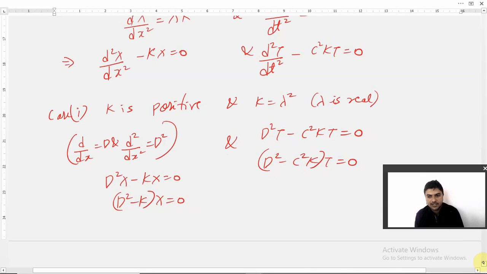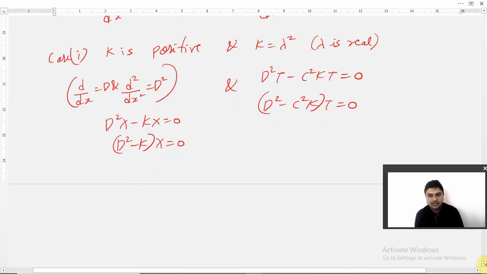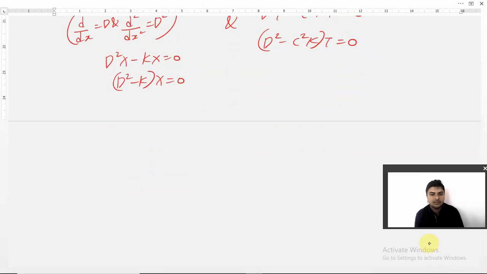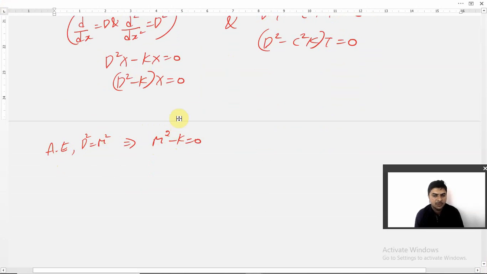So immediately after getting this equation, you are going to write this equation in terms of auxiliary equation. What is auxiliary equation, students? Just you have to substitute D square is equal to m square. That implies, what will be the auxiliary equation of this equation, students? It is m square minus k is equal to 0. This will be equated to 0 always, and this is m square minus c square k is equal to 0. We get these two equations.